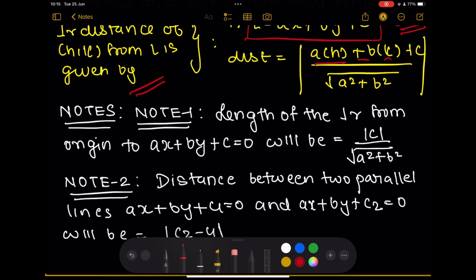Now some important notes. The length of the perpendicular from the origin to any line will simply be mod of c by root of a square plus b square.